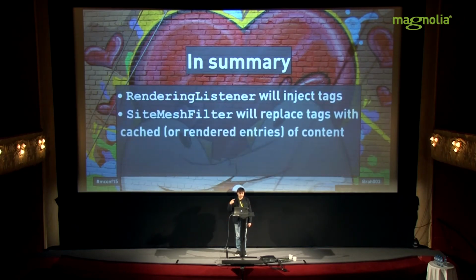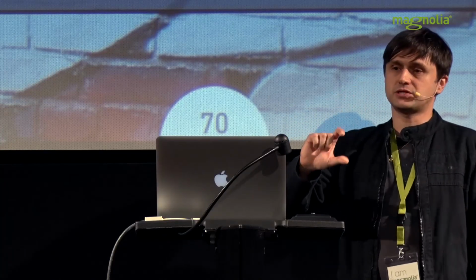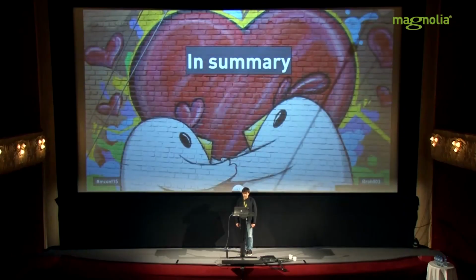So in summary, the rendering listener will inject the tags. The SiteMesh filter will look for those tags in the rendered content, and it will replace them with either cached content or freshly rendered content upon encountering them. Since SiteMesh lives in the chain before the cache, when SiteMesh is requesting those fragments, it allows the cache to react to it without even knowing whether it's a fragment or who it is for. So for the cache, it's irrelevant. If you replace the implementation of the cache, it doesn't care. All of them will work with this very nicely.